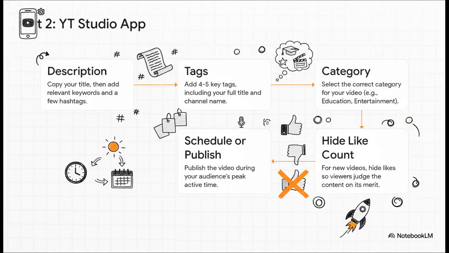Okay, once your video is uploaded as unlisted, you're going to hop over to the YouTube Studio app. Now copy your title and paste it right at the top of the description. Under that, add some relevant keywords and hashtags. Then, in the tags section, add about 4 or 5 strong tags. Definitely include your full title and your channel name.